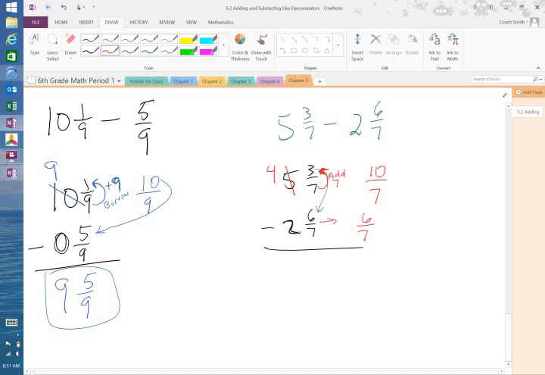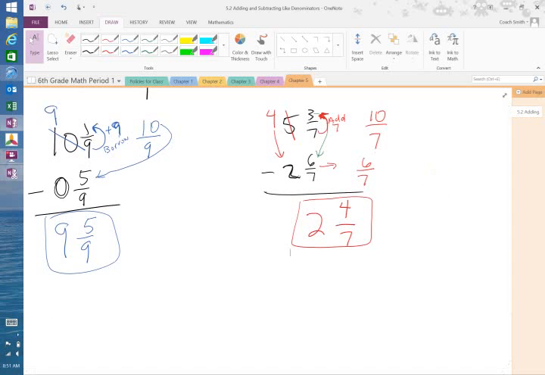Well, what is 10 over 7 minus 6 over 7? 4 over 7. Then I'm just simply going to take 4 minus 2, which is 2. So 2 and 4 over 7. Does everyone understand where I got the 10 from?